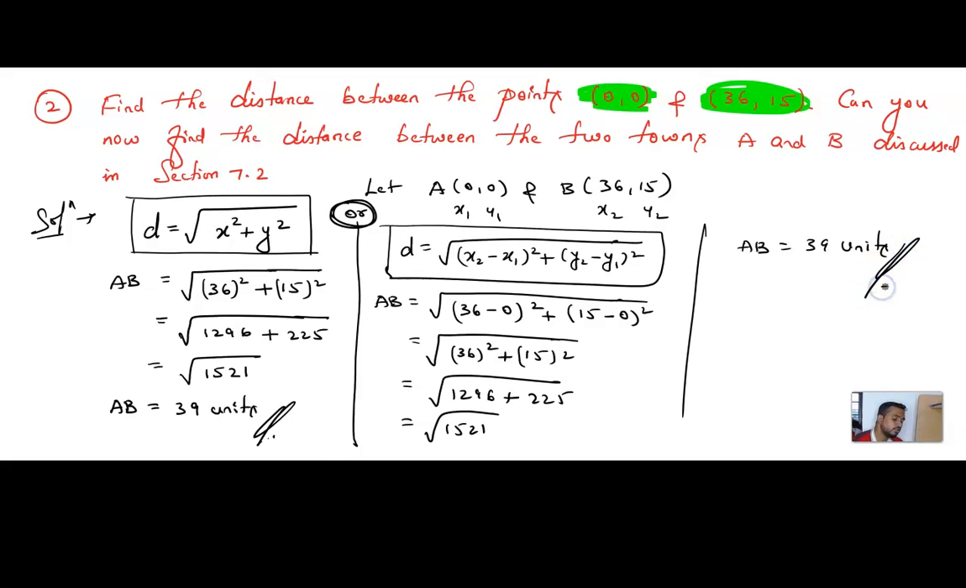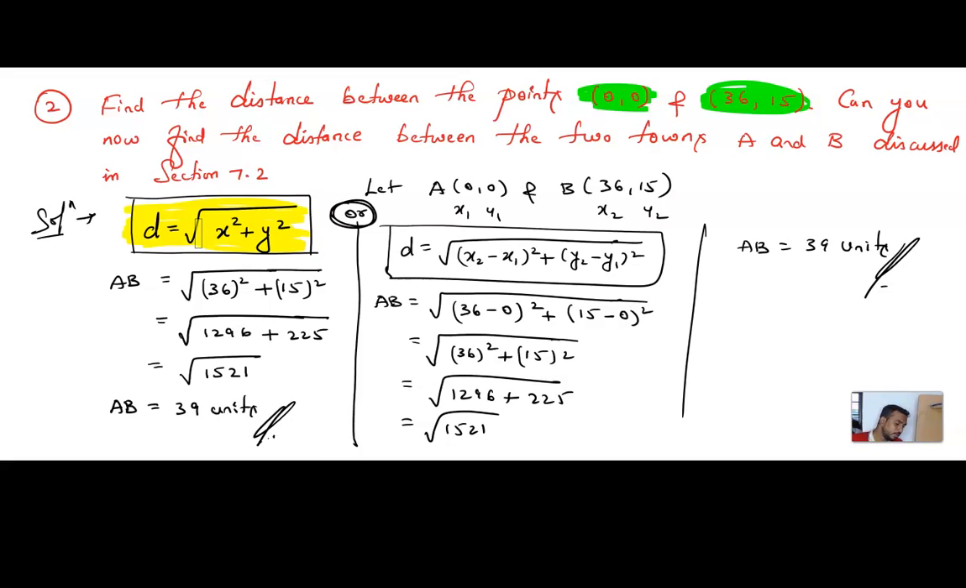You can see, children, you solve in any of the methods, you are getting the same answer. Understood? Very good. Now you can try with any of the methods, but make sure that this method is very important. Whenever they give the origin and any point, you can directly use this formula and you can solve the problem.